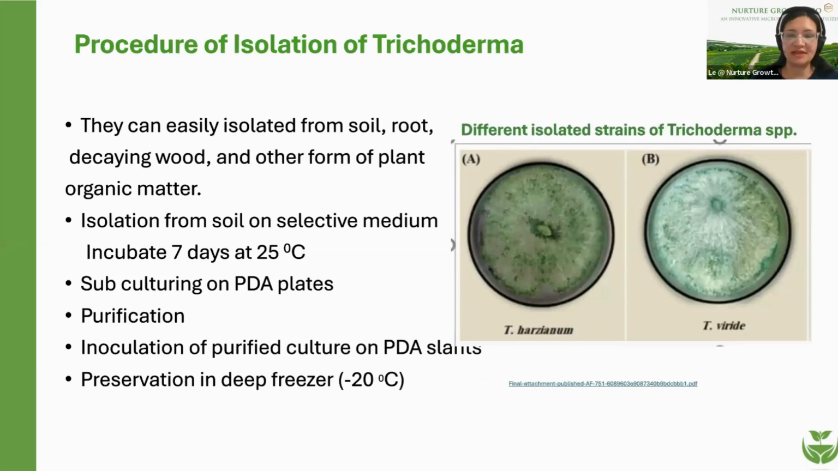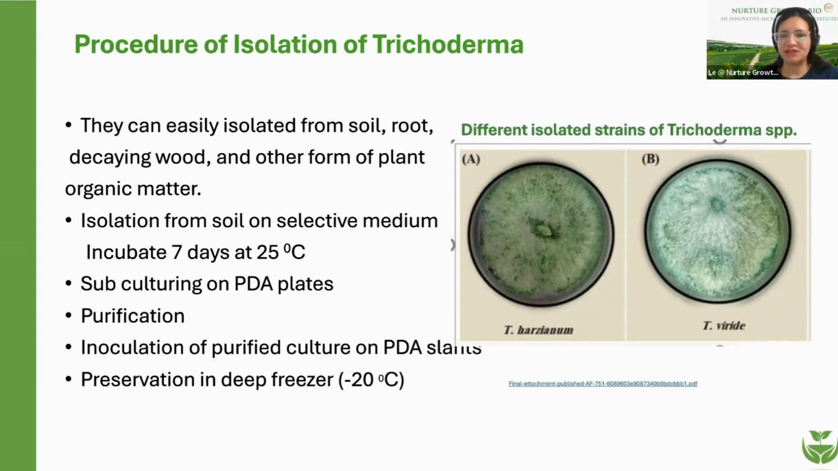This is a slide showing the procedure for how to isolate trichoderma. It is usually found in soil or our rhizosphere area, and it can easily be isolated from soil, roots, decaying wood, or other forms of plant organic matter. Isolation from soil is done in selective media, which we incubate for 7 days at 25 degrees Celsius. Subculturing can be done in PDA plates, and after purification, we can inoculate it in potato dextrose agar slants, and we can preserve it in a deep freezer at minus 20 degrees Celsius.